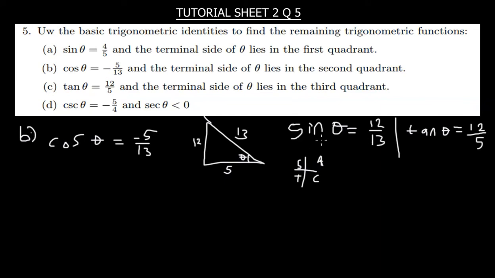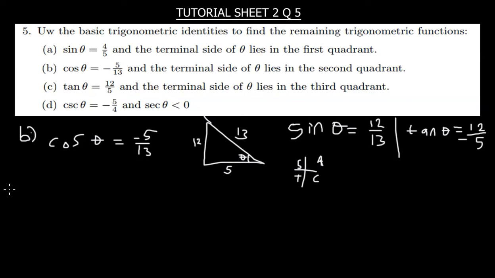This is going to be sine theta is going to be 12 over 13, right? And they are telling us to say the theta lies in the second quadrant here. If theta lies in the second quadrant, is sine positive or negative in the second quadrant? It is positive, so we leave it like that. Now, is tan positive or negative in the second quadrant? It's negative, so we put a negative there. So it's as simple as that.